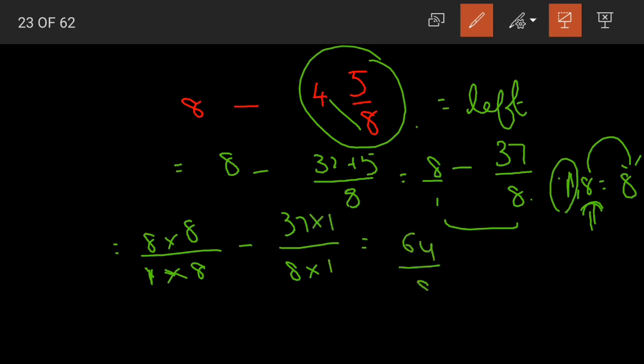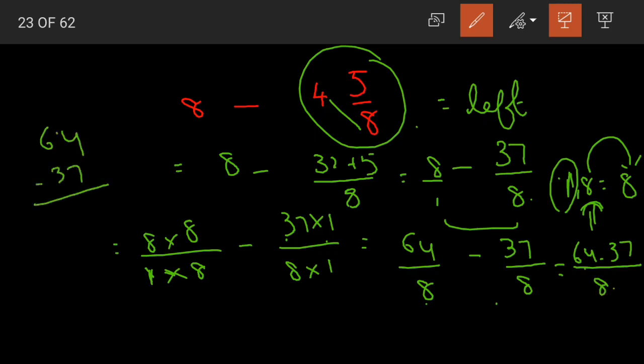8 8s are 64, by 1 8s are 8, minus 37 1s are 37 divided by 8 1s are 8. Now these two are like fractions. We can find out the difference: 64 minus 37 divided by the denominator 8. Now what is 64 minus 37?